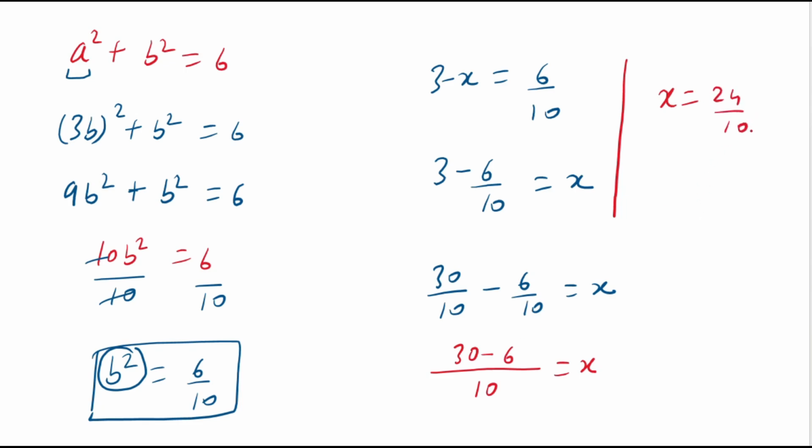Now if we divide the numerator and denominator by 2, then in the numerator we have 12 and in the denominator we have 5. So the value of x is 12 over 5. This is our final answer.